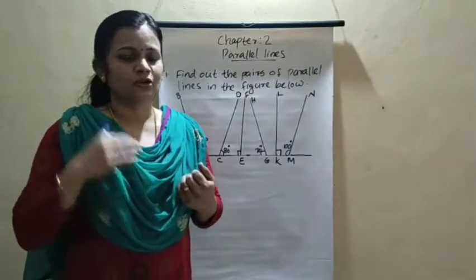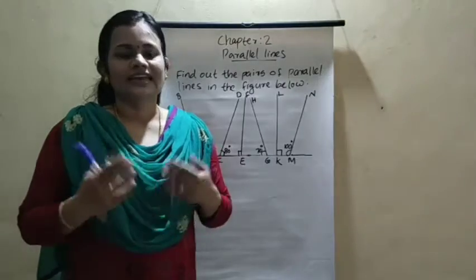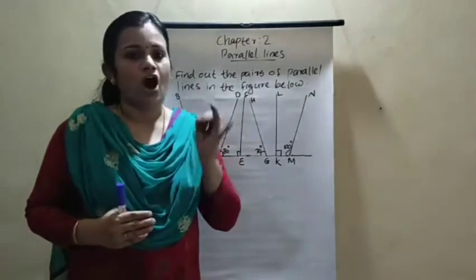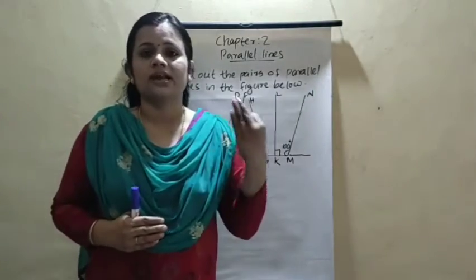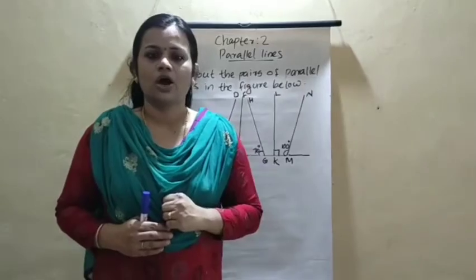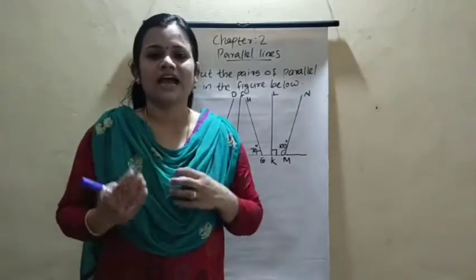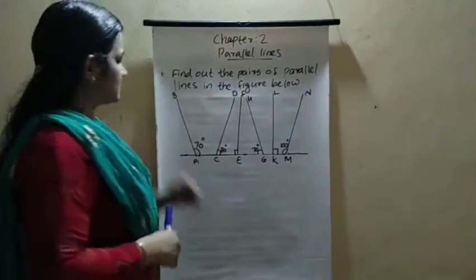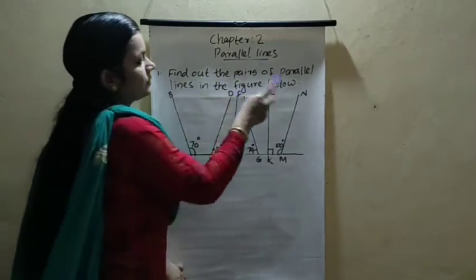See, we just recall the last topics. We had discussed corresponding lines, alternate lines, then co-interior and co-exterior angles. Now we are doing some problems about the angles and the parallel lines. The first problem is: find out the pairs of parallel lines in the figure below.